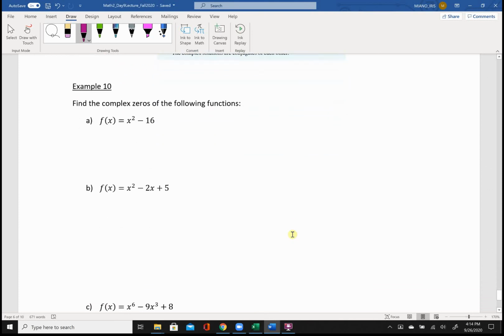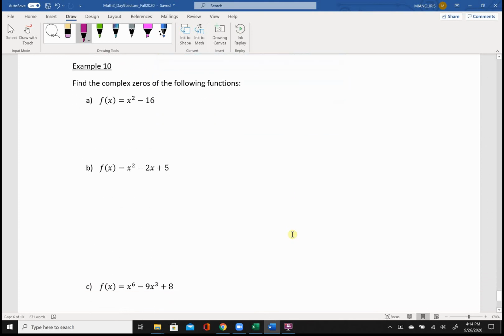Okay, so what we want to look for in this example 10, it has 3 parts, is the complex zeros, which could have no imaginary part. They could be real zeros, or they could be complex zeros that are not real, that have imaginary parts to them. Okay, so with the first example A, this f of x function is painfully simple in order to find the complex zeros, and we don't need to use the quadratic formula because this one is factorable. So factoring it, we're going to get x plus 4, x minus 4.